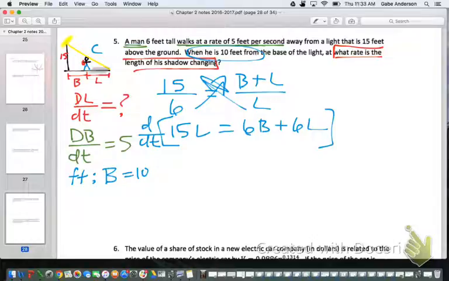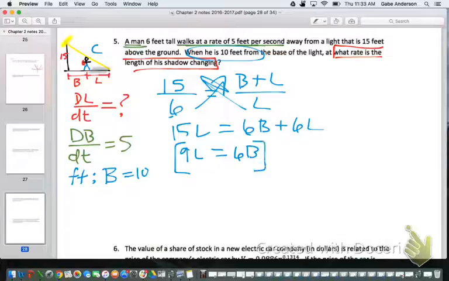Okay, so really honestly, if I was going to do DDT of this, which we are, I would simplify it first. Couldn't we just subtract 6L from both sides? So I would go 9L is equal to 6B, just to clean it up a little bit, and then I would do DDT.